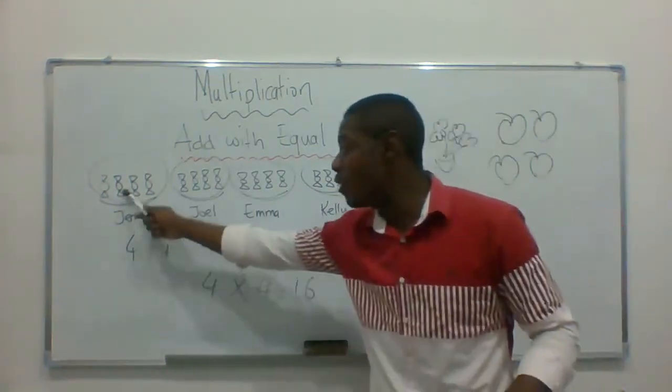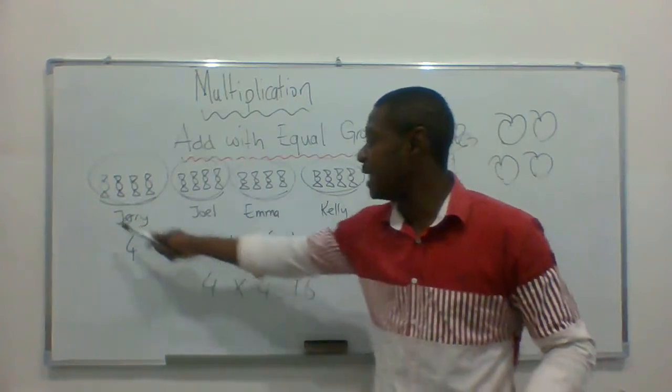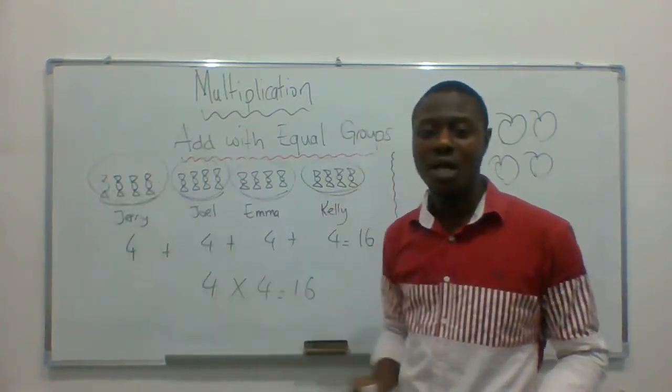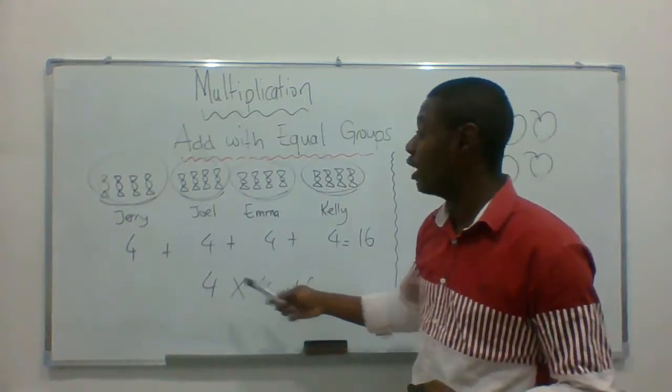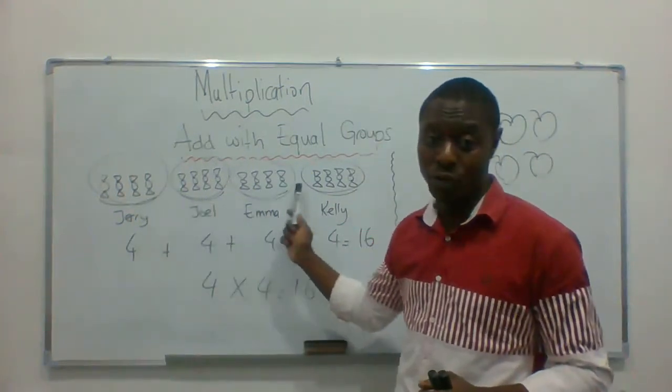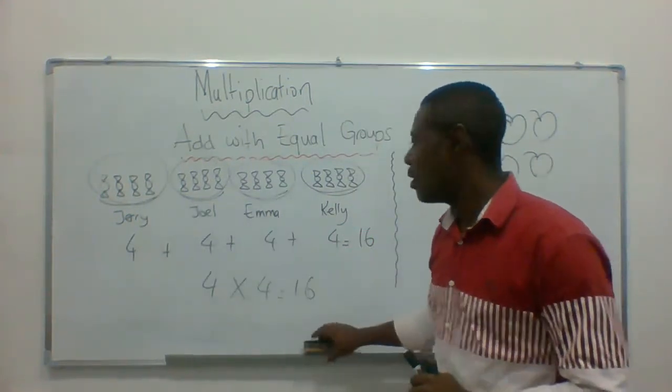This first 4 is 1, 2, 3, 4, the amount of candies in one group. And the first 4 is the number of the groups. I have 4 groups.